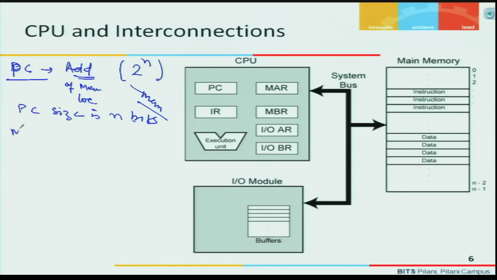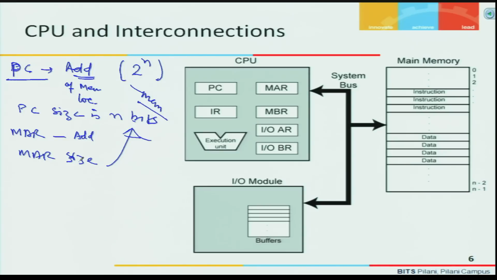Similarly, MAR also contains the address of the memory. So MAR size is also equal to n bits only. It also contains the address. So the number of bits required to address a memory location, these many bits we should be able to store in the MAR as well.